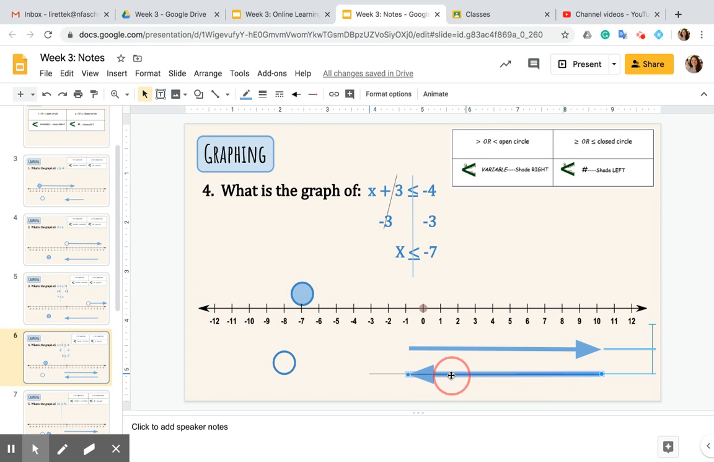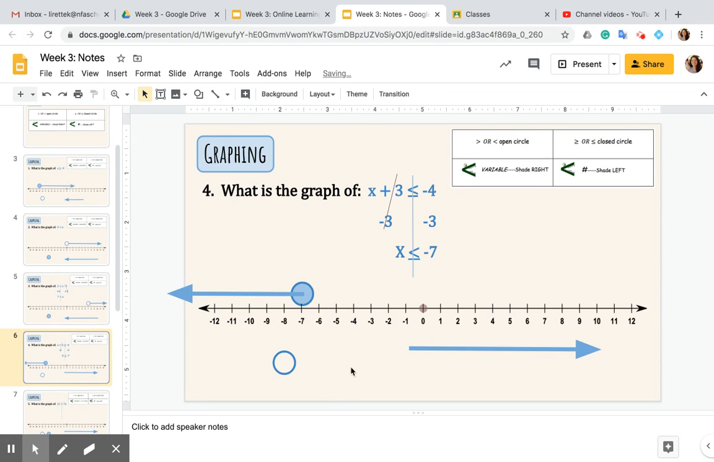Not right. And again, I'm going to have to shrink my arrow a little bit so it fits. There we go. So we shade to the left this time. Done.